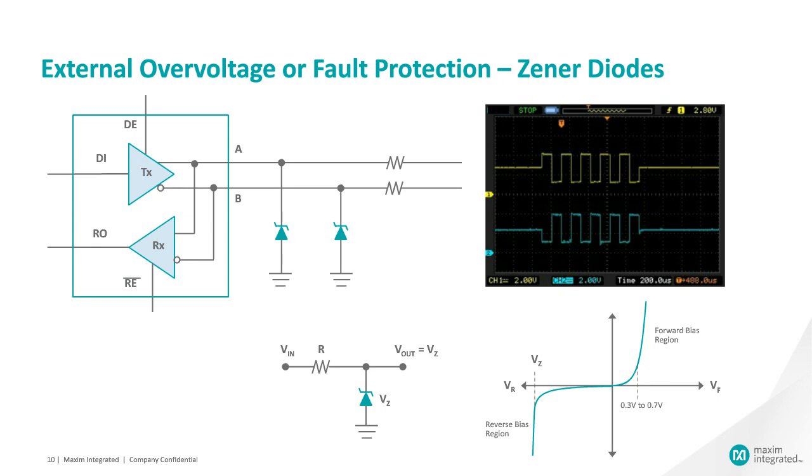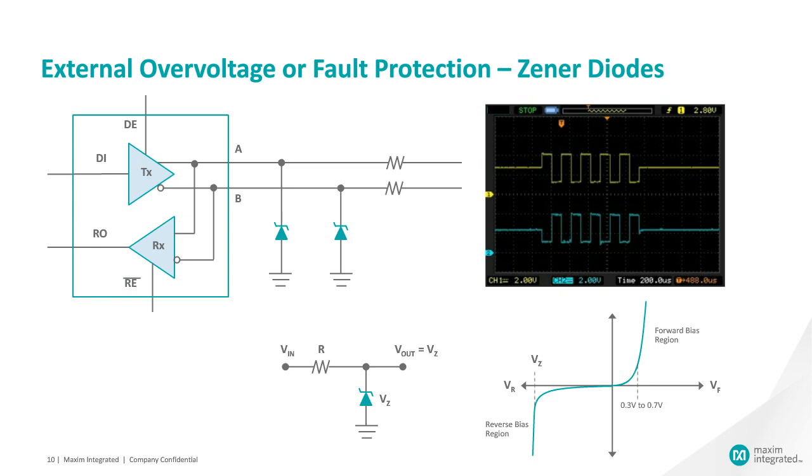But there is a scenario where adding these Zener diodes may not work. Fine, as long as your output differential is above 0 volts, then you're okay. But if you look at this IV curve, if something was to go negative on the outputs of your data line, then it's going to be clipped, because typically Zener diodes have a forward voltage bias of about 0.3 to 0.7 volts, and that would clip your signal. And so that's not ideal.